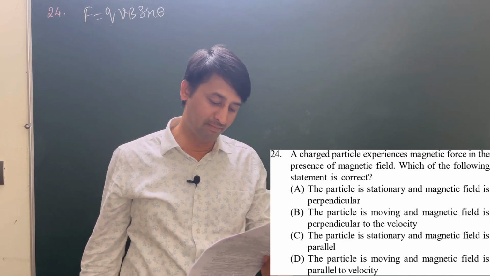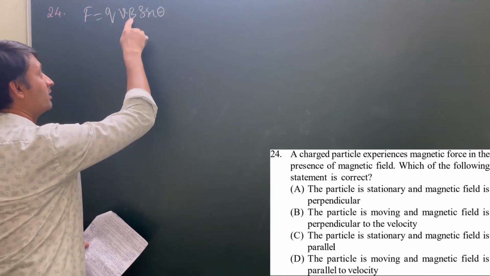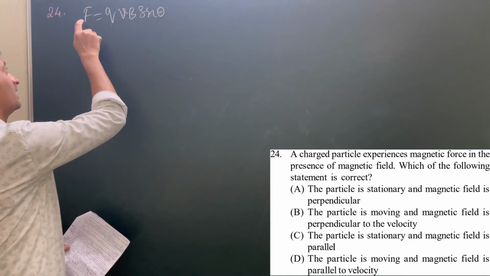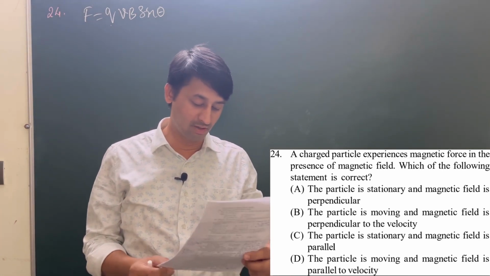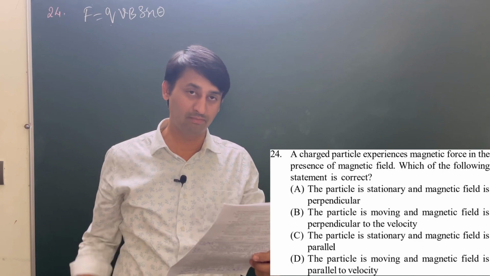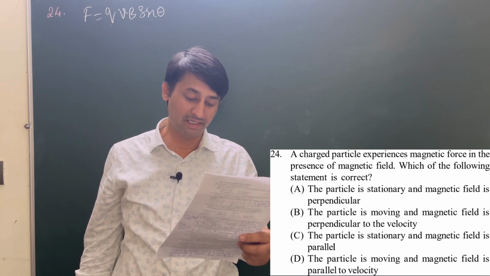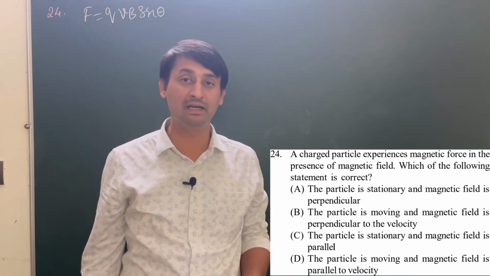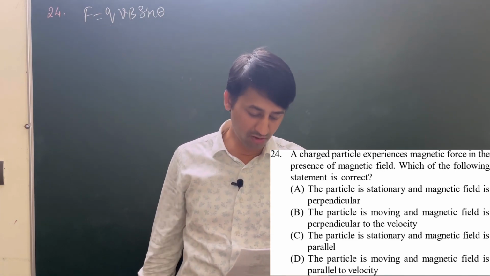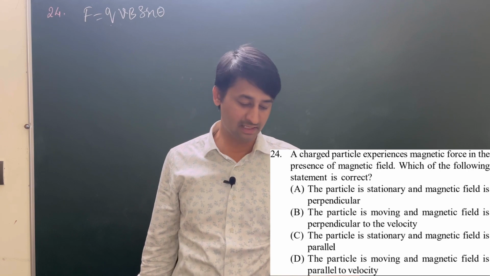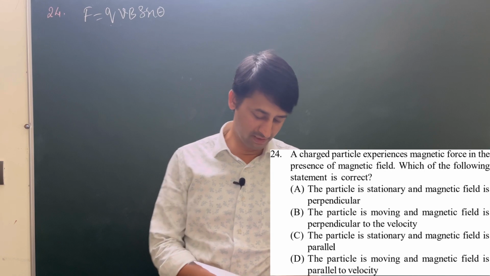Particle is moving and magnetic field is perpendicular. The particle should be moving, and the magnetic field should be perpendicular. When it is perpendicular, the charged particle will experience the force. Now look at option C and option D. If the particle is stationary, the force is 0. Option D says the particle is moving and magnetic field is parallel. When the magnetic field is parallel, theta is 0, and the value of sin theta becomes 0. In all the 4 cases, option B is the correct answer. The particle is moving and the magnetic field is perpendicular to the velocity. Option B is the correct answer.